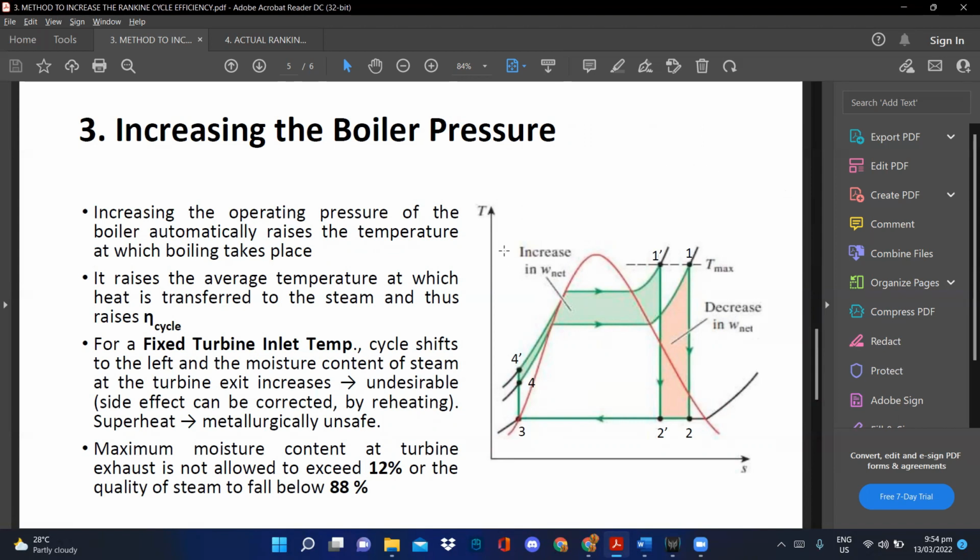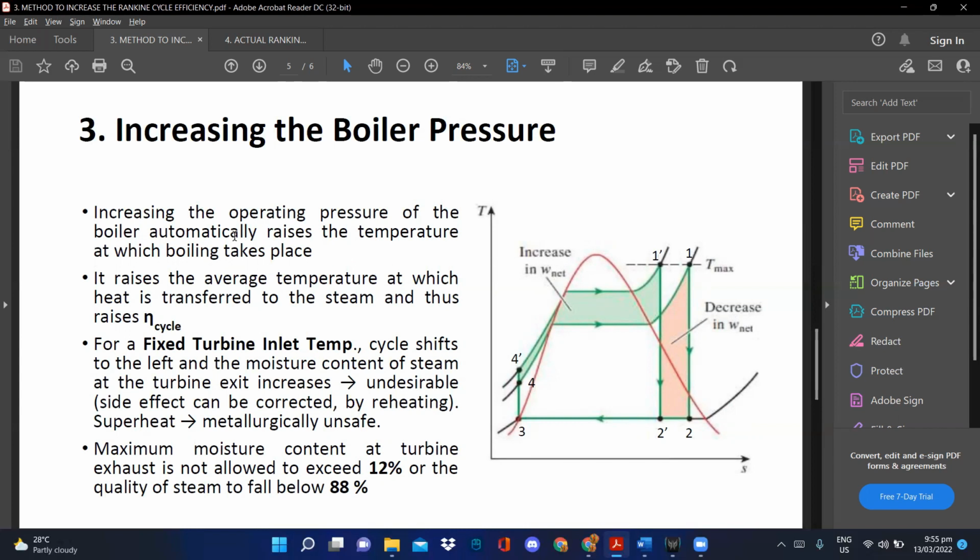So here, in increasing boiler pressure, we increase naman itong ating process 4 to 1. So from 4 to 1, we have 4 prime to 1 prime. Please take note that those primes are your methods or your accessories that you're going to have for you to increase your Rankine efficiency. Ito yung sinasabi nating actual, itong mga prime. And itong mga original na value, 1, 4, 2, 3, 3, 2 is your ideal. 1 prime, 4 prime, 3 prime, 2 prime is your actual parameters.